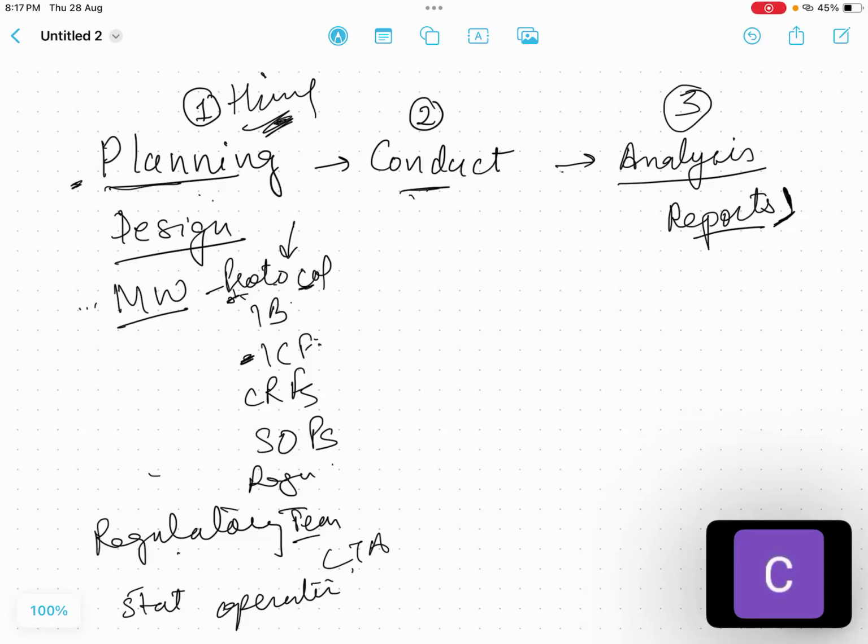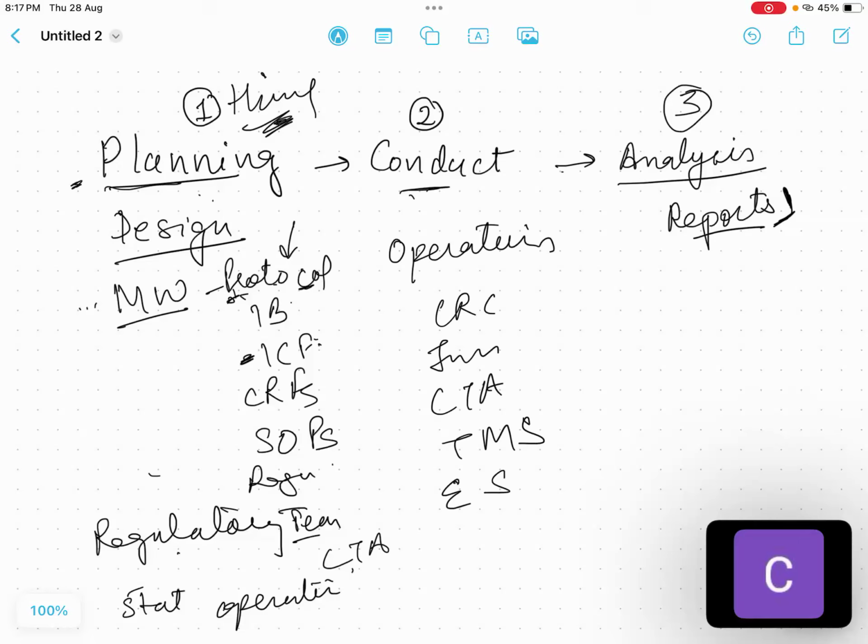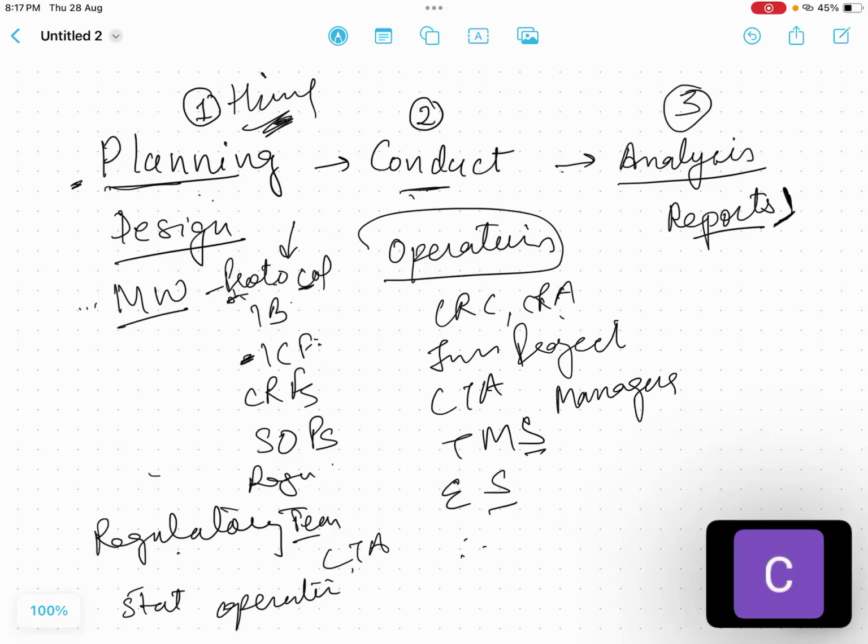Then you will conduct your trial. That means operations. All the job roles like CRC, investigator, CTA, trial master file specialist, even these days ethics committee specialist. Specialist and associate, these words are interchangeable. Trainees, investigator, sub-investigator, nurses, their role is heavy here. CRAs and project managers, their work is too much here, because whatever you planned, you do the trial accordingly.